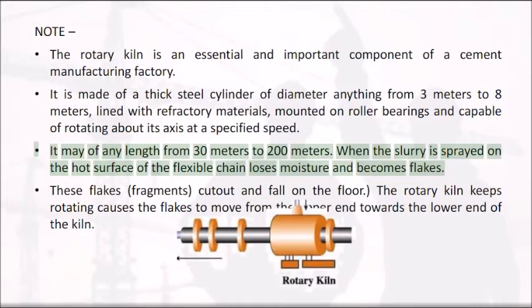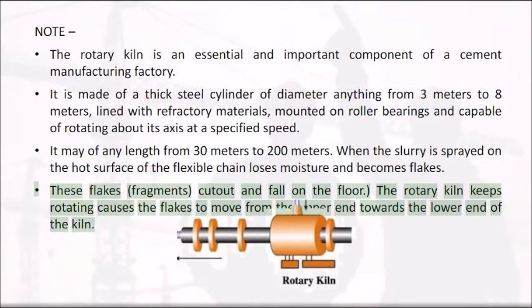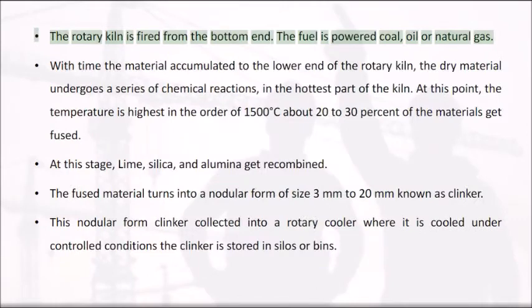When the slurry is sprayed on the hot surface of the flexible chain, it loses moisture and becomes flakes. These flakes fragment, cut out and fall on the floor. The rotary kiln keeps rotating, causing the flakes to move from the upper end towards the lower end of the kiln. The rotary kiln is fired from the bottom end. The fuel is powdered coal, oil, or natural gas.